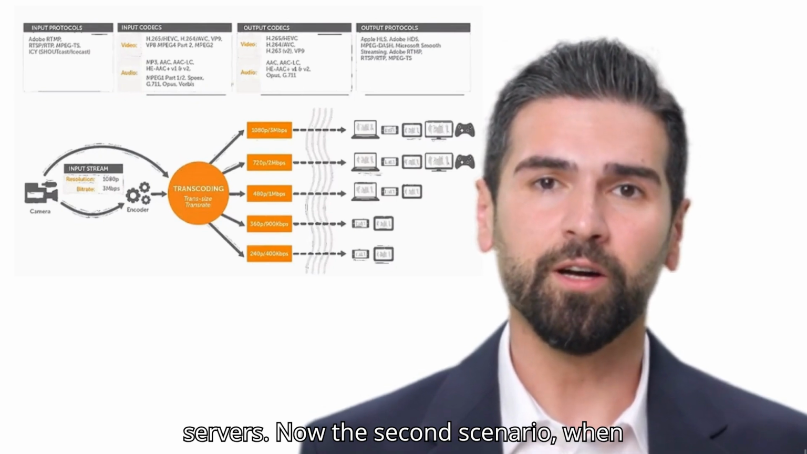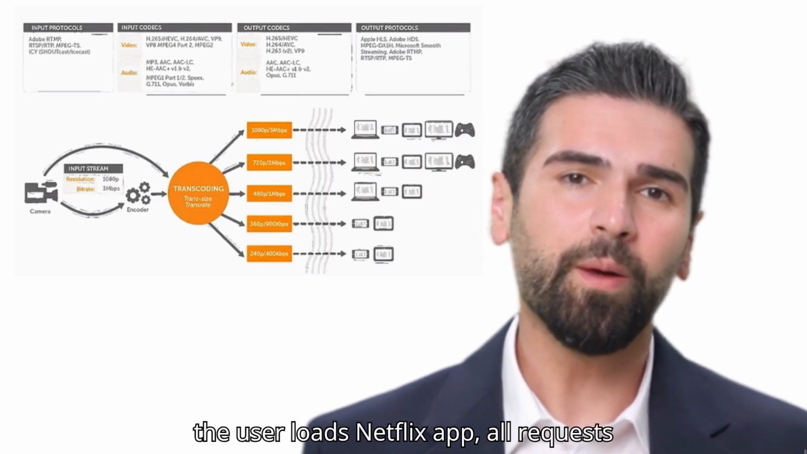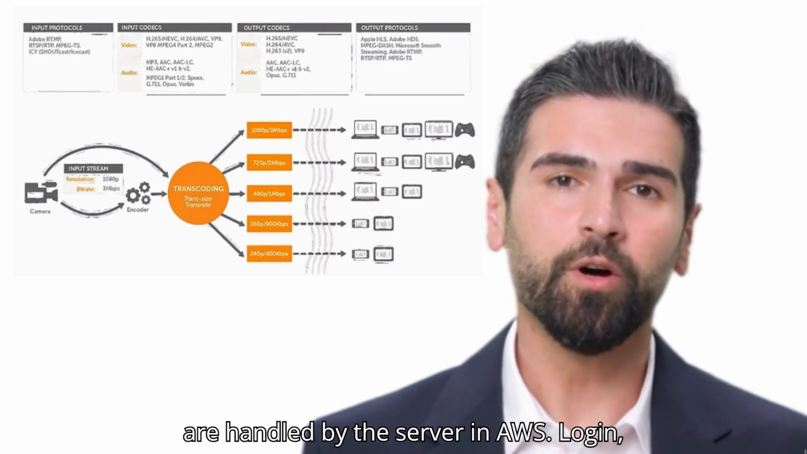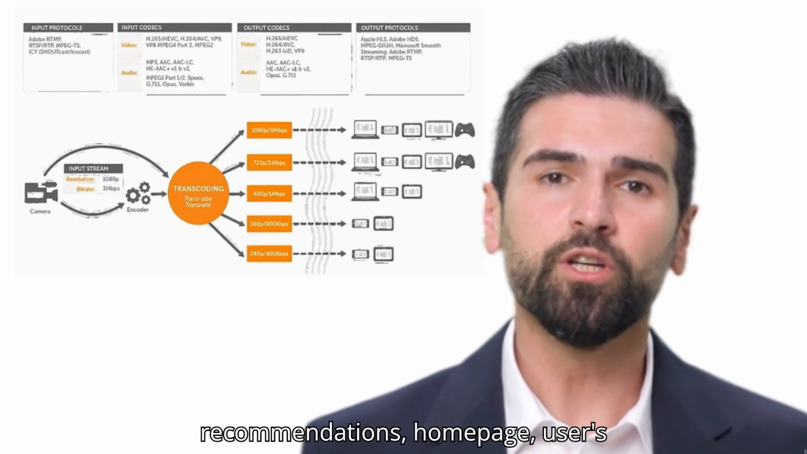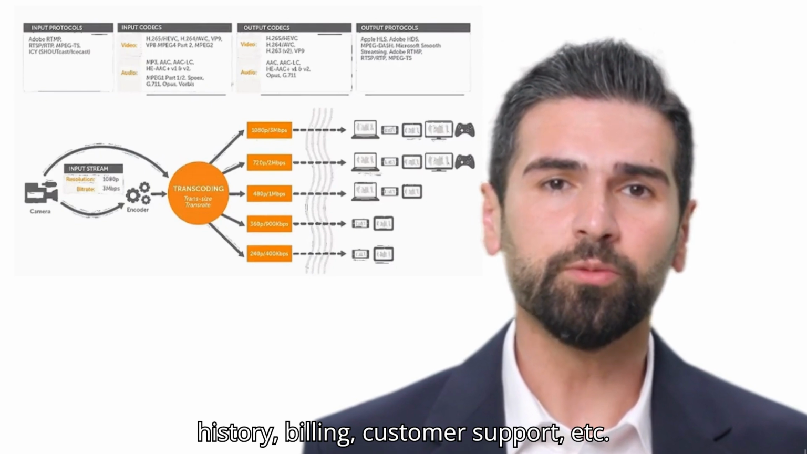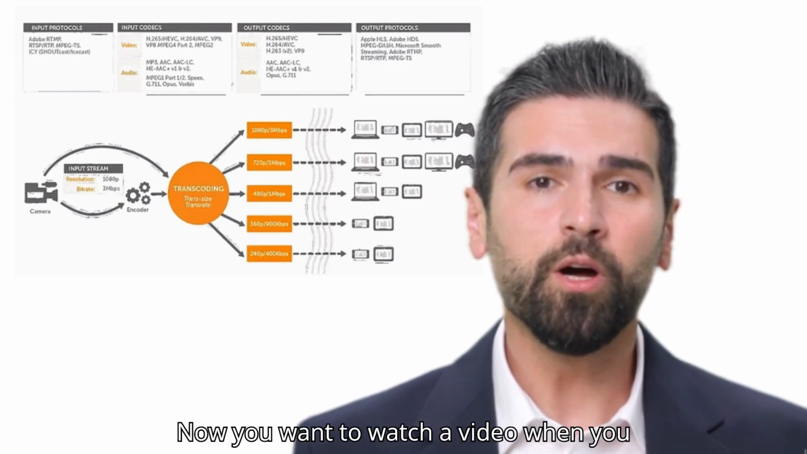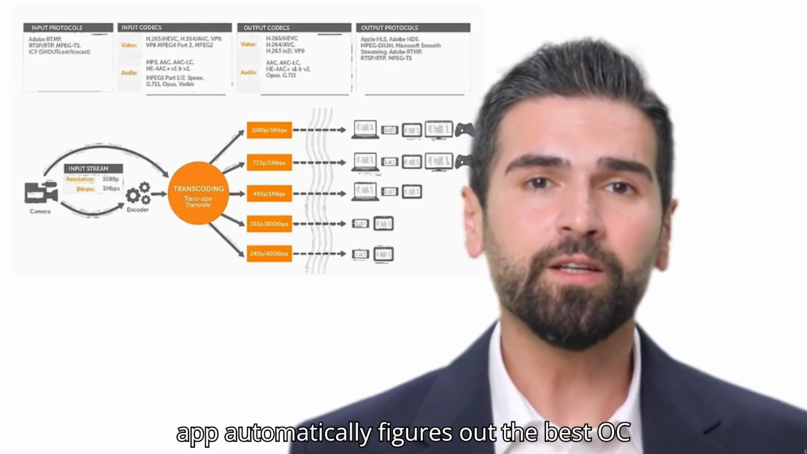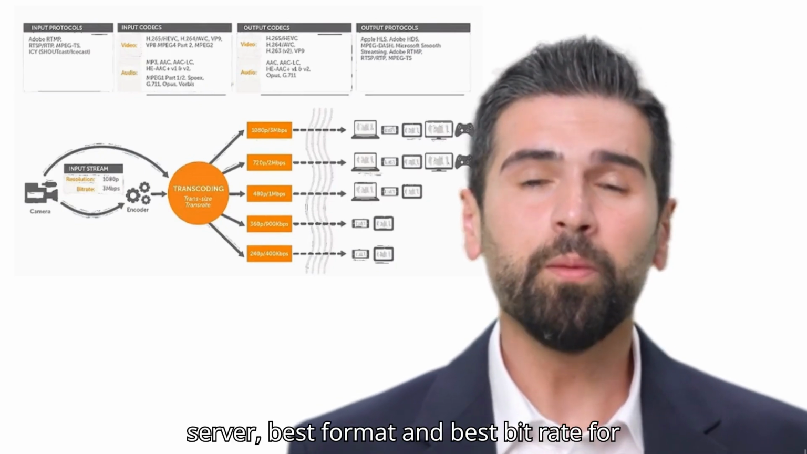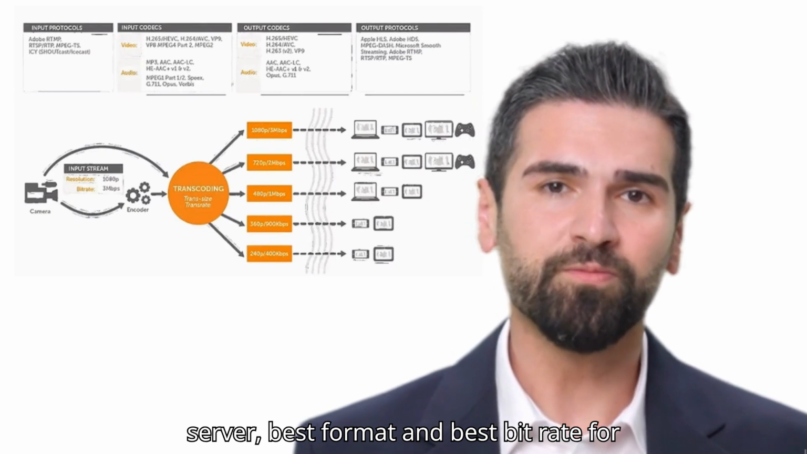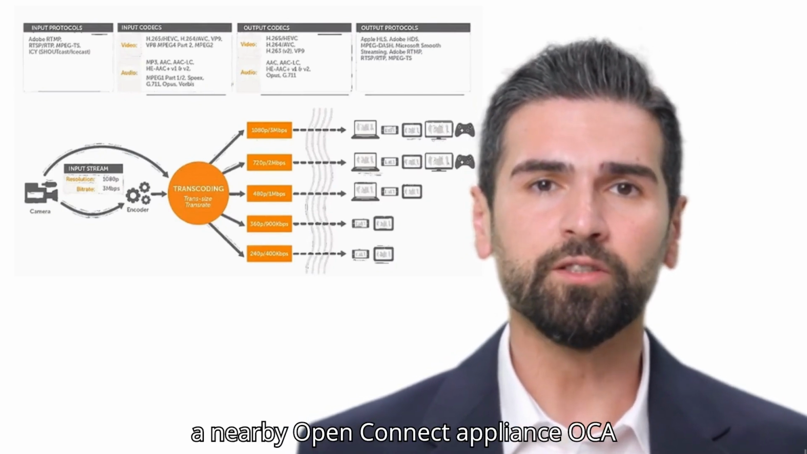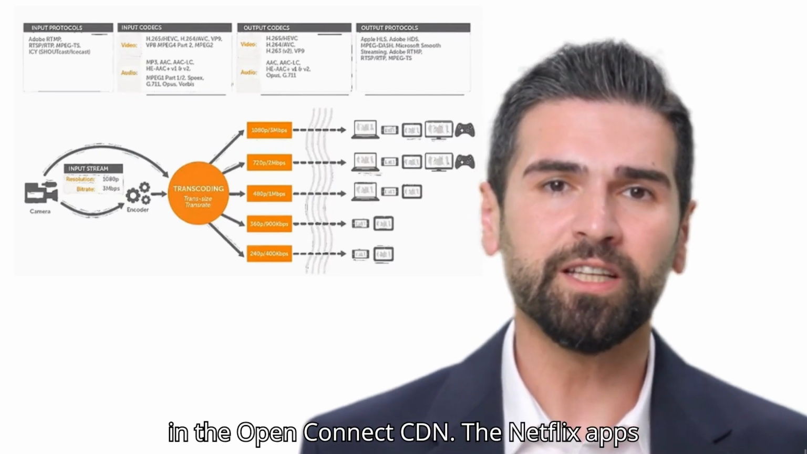Now the second scenario: when the user loads the Netflix app, all requests are handled by the servers in AWS. Login, recommendations, homepage, user's history, billing, customer support, etc. Now you want to watch a video; when you click the play button of the video, your app automatically figures out the best OC server, best format, and best bitrate for you. And then the video is streamed from a nearby Open Connect appliance, OCA, in the Open Connect CDN.